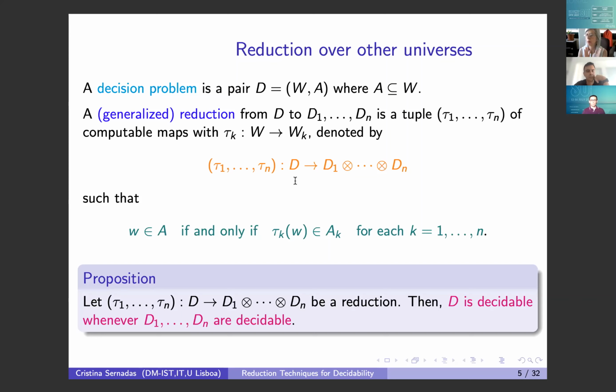So now assume that I have a problem D and I want to define a reduction of D to D1, ..., Dn, which are also decision problems. So what is a generalized reduction? It is a tuple of computable maps, tau_1, ..., tau_n, each one being a map between universes. So for each k, you have a map from W to W_k, and I denote the reduction as you see here. And the thing that I have to prove is that if I pick up any w in the universe, it will be the case that w belongs to A if and only if the translation tau_k of w belongs to A_k. And if I meet this setting, then I can say that D is decidable, provided that I know that D1, ..., Dn are decidable. So this is what I call reflection, because you have D1, ..., Dn on the right-hand side, and you are concluding something on the left-hand side for the decision problem D.